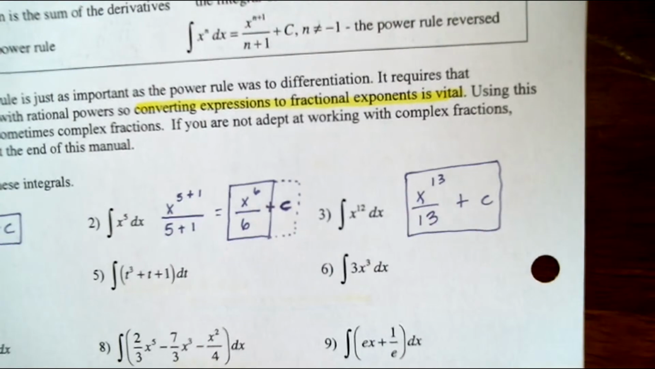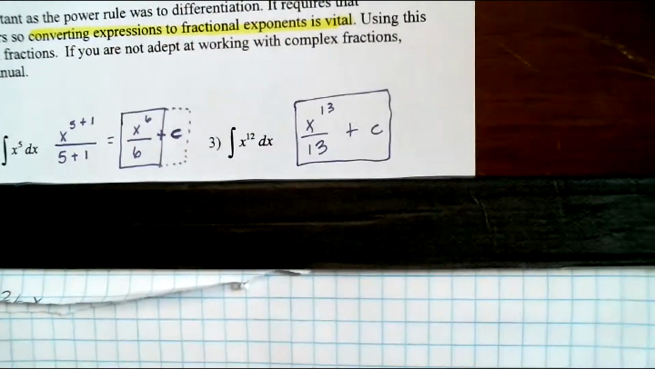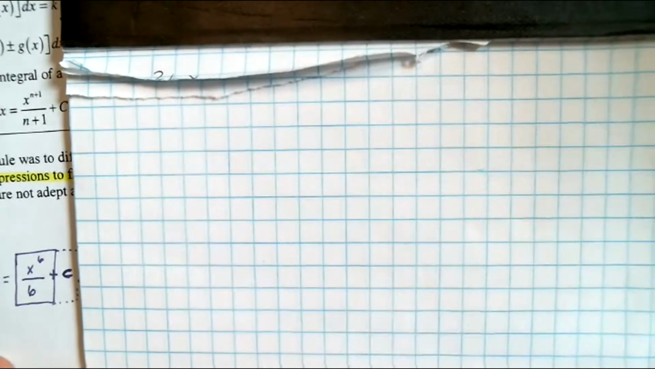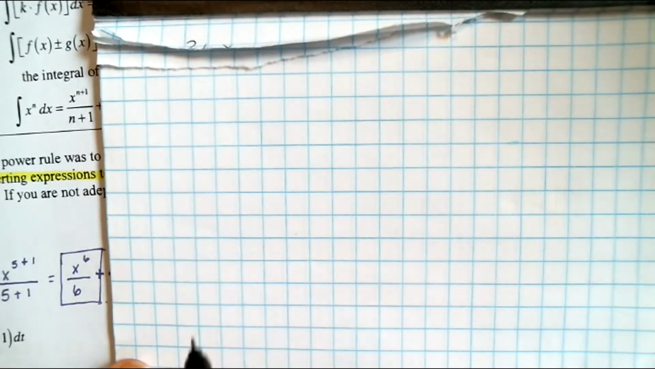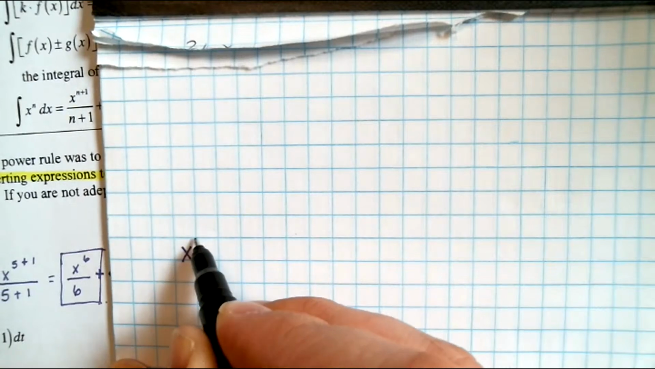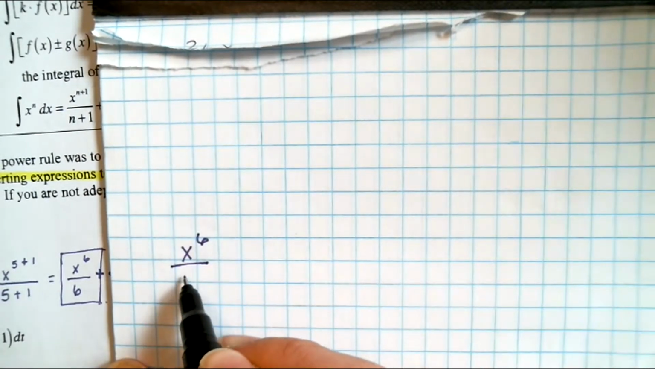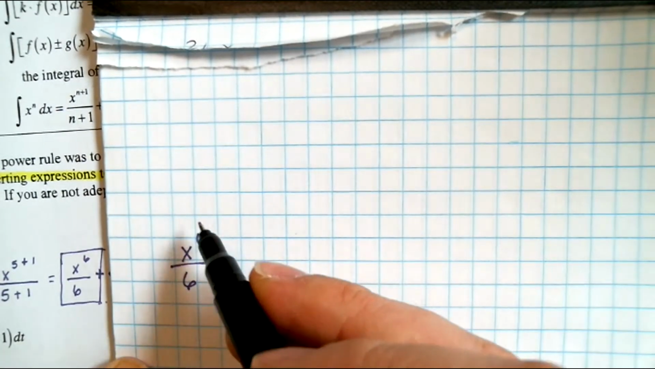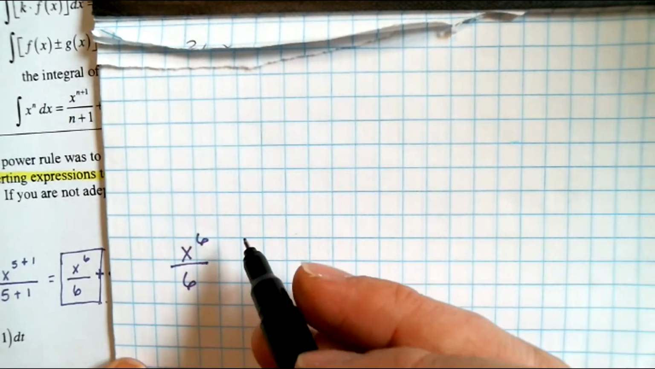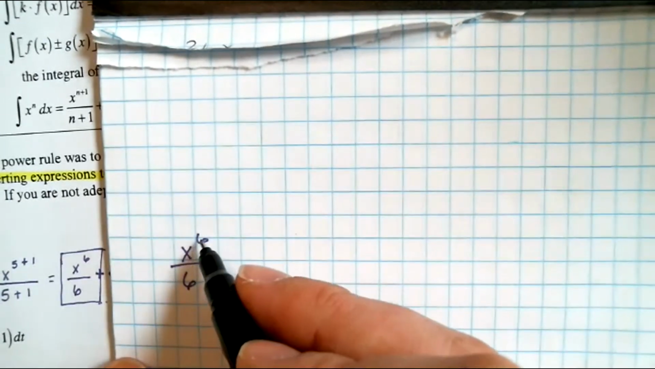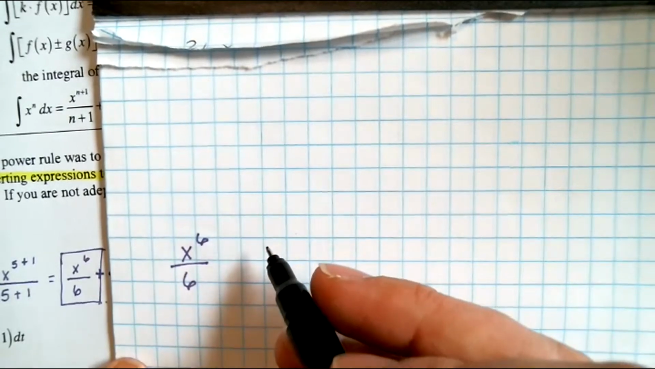Now, just so we're all kind of seeing this, let's take this x to the 6 over 6. Now, let's take the derivative of this just so you see, okay, this really does work. This power rule, we're doing the opposite of basically what we did with the power rule.